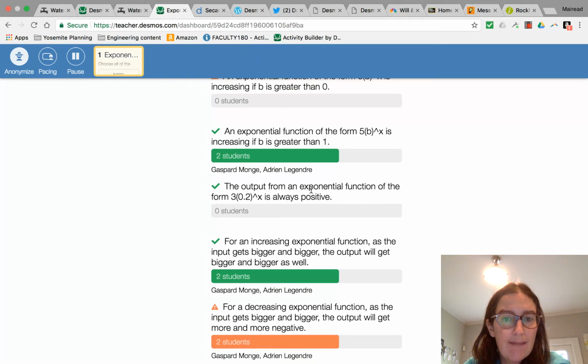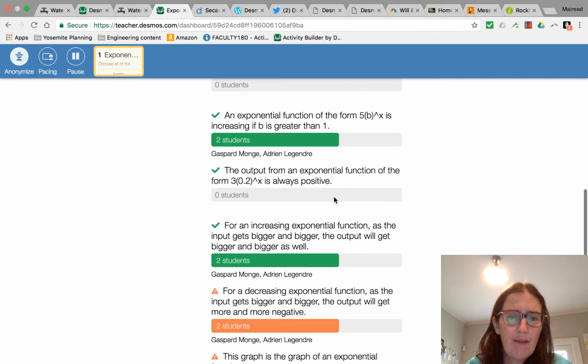This one you guys missed, which is that the output from an exponential function of this form or of any form is always positive. And you see that because your exponential functions are always going to show up above the x-axis. And so when my function is above the x-axis, then for whatever input I put in, my output is always going to be positive because I only have positive y's as possible outputs.